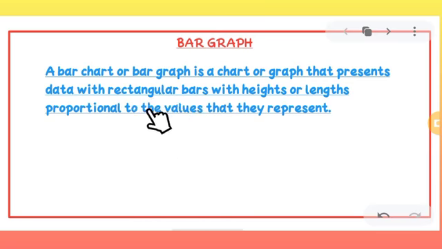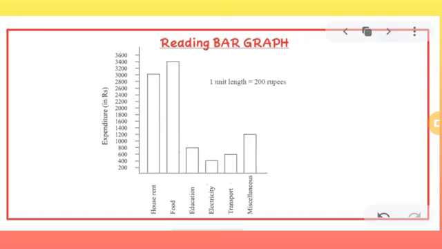Either it can be in a horizontal way also or it can be in vertical way also. Let's see how. For example, this is a bar graph. Here you can see these are the bars. These are the rectangular boxes which is known as bars. Now here we have some numbers and here we have some words.